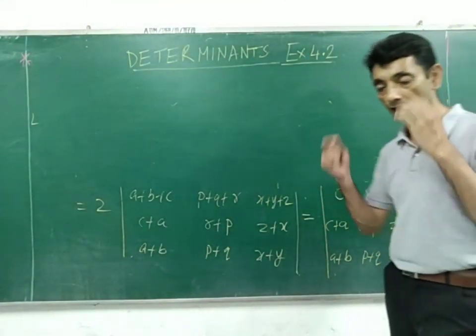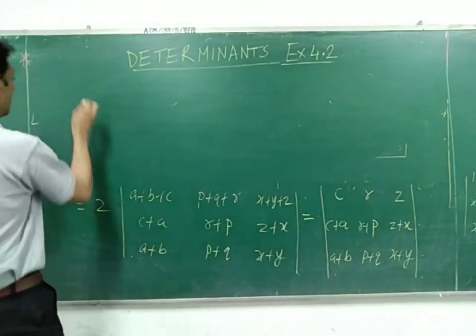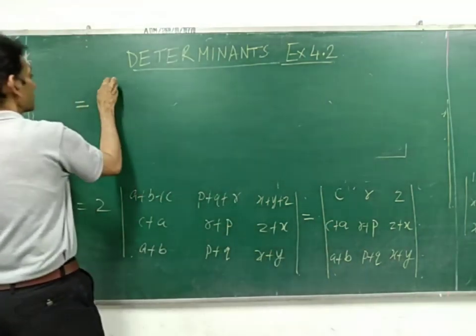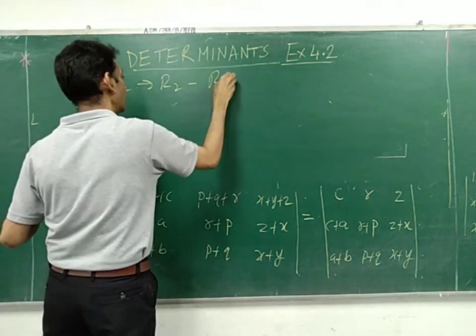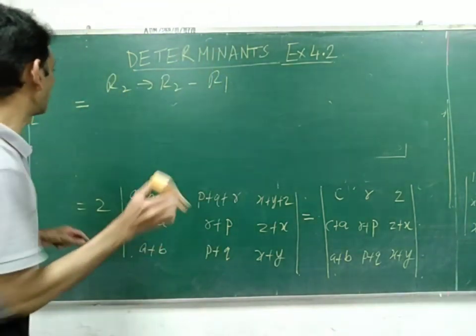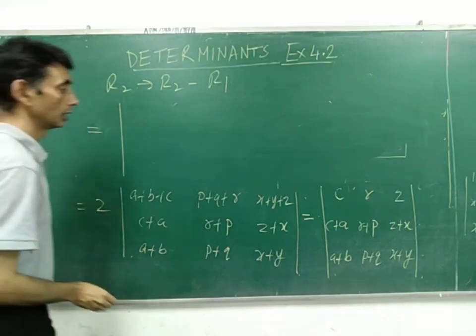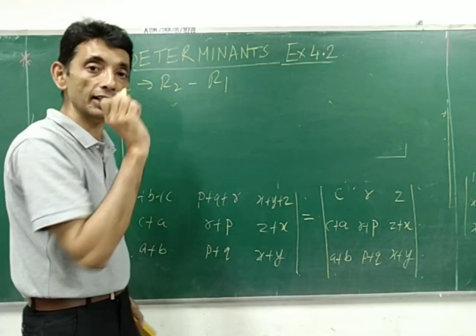So that is our objective. Okay. Next step. What is the next step? Next step we are going to change R2. R2 we are going to change as R2 minus R1. So R2 minus R1 we are going to write in this way. So we have changed R2. Remember this? We are going to change R2.